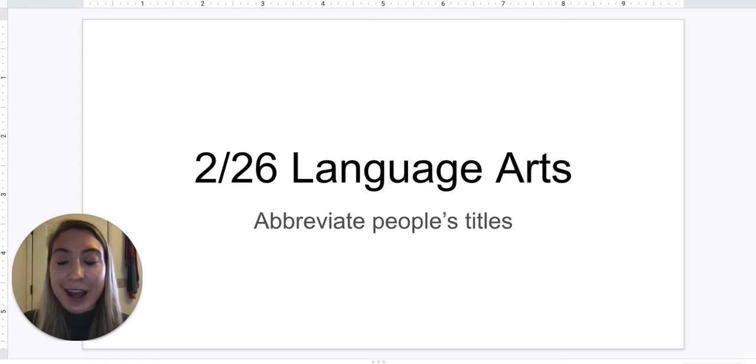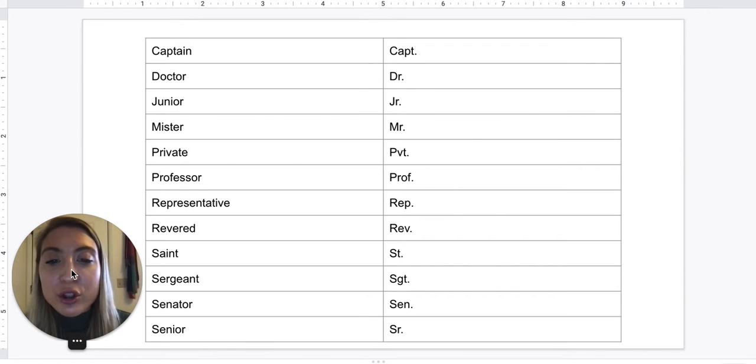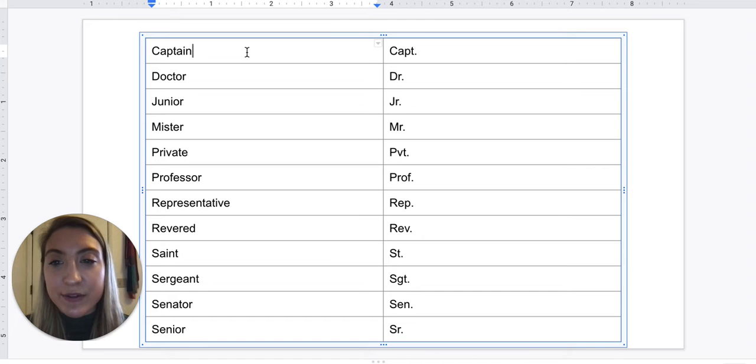So let's review again. What is an abbreviation? An abbreviation is a short version of a word. People's titles are often abbreviated in both formal and informal writing. So we're going to go over some common abbreviations for people's titles. This is going to be a little different than the months of the year, there's not really a specific order. As we can see, here are our abbreviations and here are our titles. Let's go over the titles first.